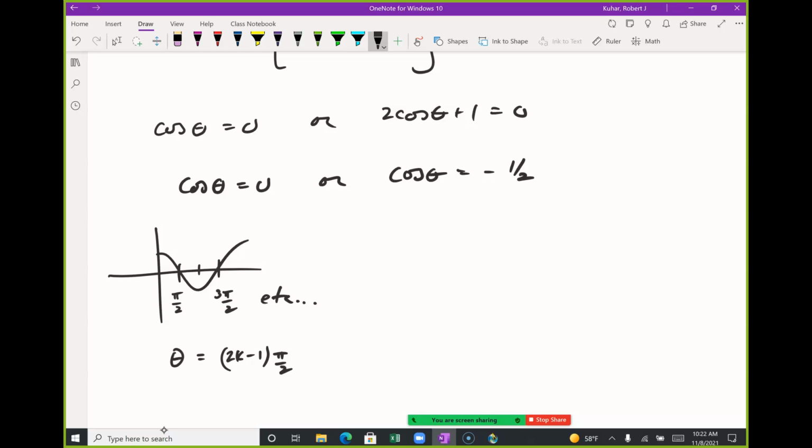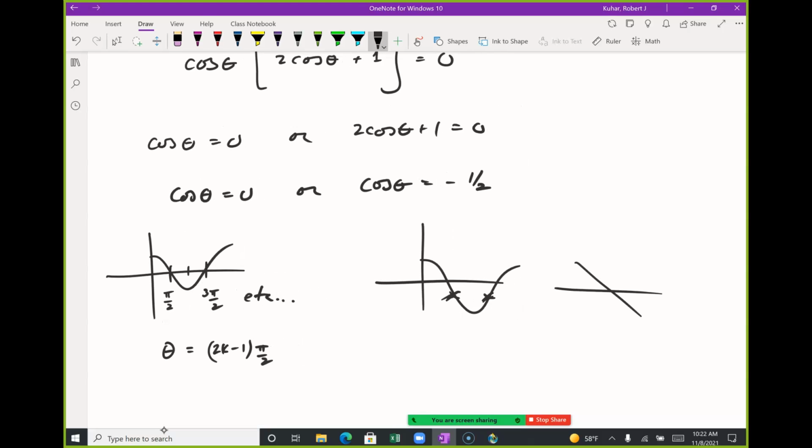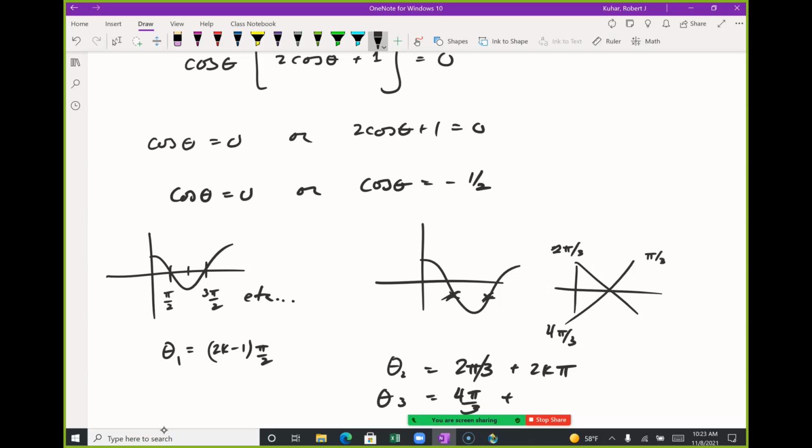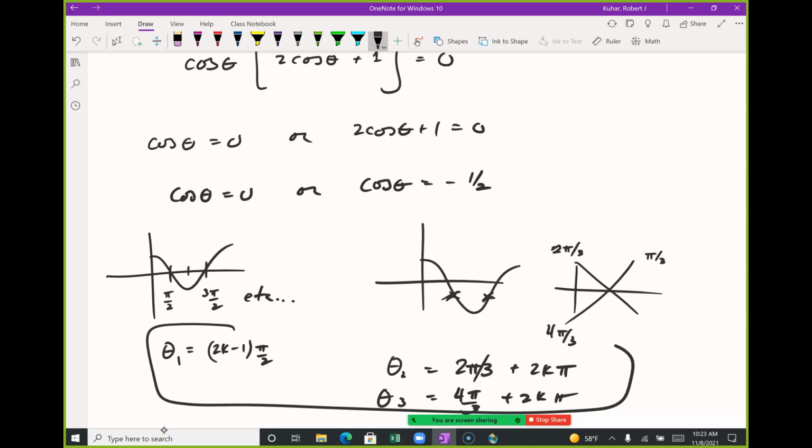For cos equals minus 1/2, I'm going to get an answer here in quadrant 2 and 3, and my reference angle is pi over 3, right? So cut pi into 3, or the whole thing into 6. So I'm going to get my answers at 2 pi over 3 and 4 pi over 3. So theta 2 is 2 pi over 3 plus 2k pi, and theta 3 is 4 pi over 3 plus 2k pi. And there are my answers.